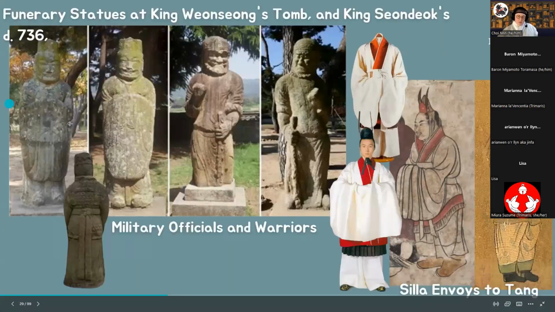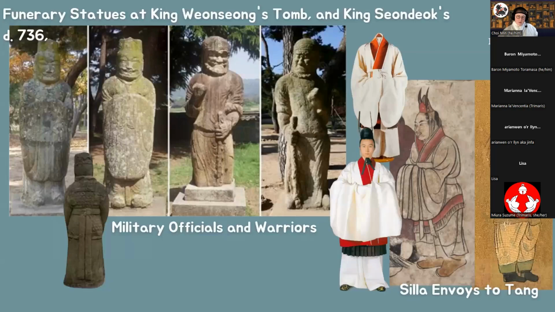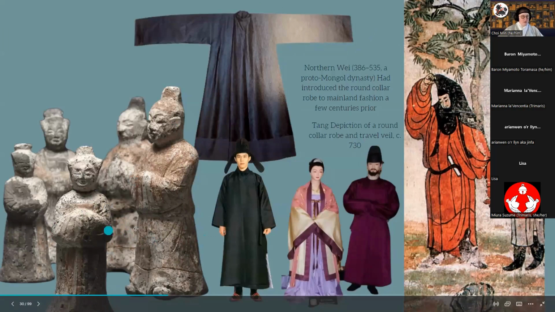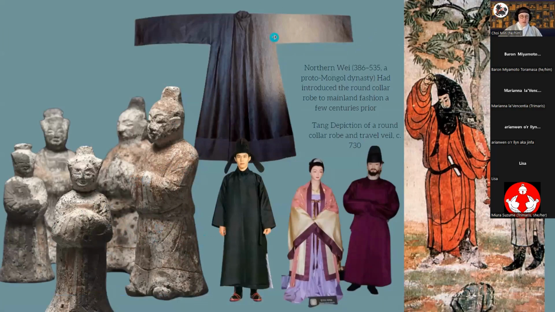Here's more of those figurines from the previous slide. I put the rest of them here. So you can see the men's robes here, and then the women's are... So the men's robe at this point in time, Tang Dynasty got the round-collared robe in. They got that, I think, from Northern Wei, which is like a proto-Mongol dynasty, had the round collar robe, and so that was incorporated into Tang Dynasty fashion after Tang unified the rivaling dynasties in China at the time. So this round collar robe will affect us basically forever into the future.